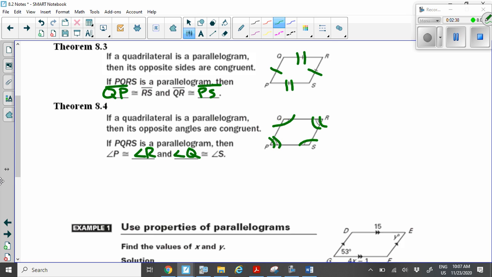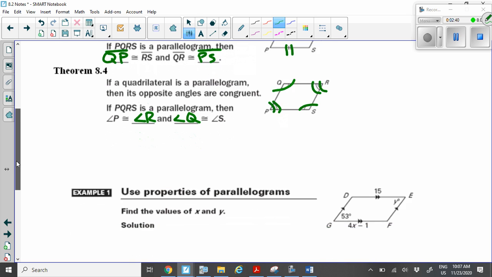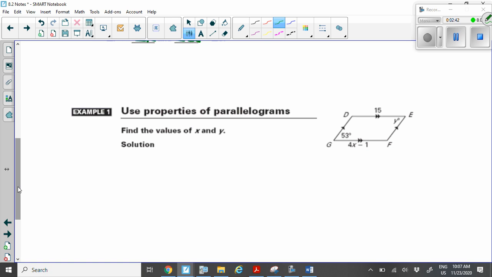Okay, now we're going to use this information to do example 1. We're going to use the properties of parallelograms to find the values of x and y. Now, it does not matter which variable you solve for first. Let's just go with x. So notice that x is going to be a side. Okay? So remember, with sides, opposite sides are congruent. So we have GF, then the opposite side is DE. These two are congruent. So since they are congruent, that means they are equal to each other.